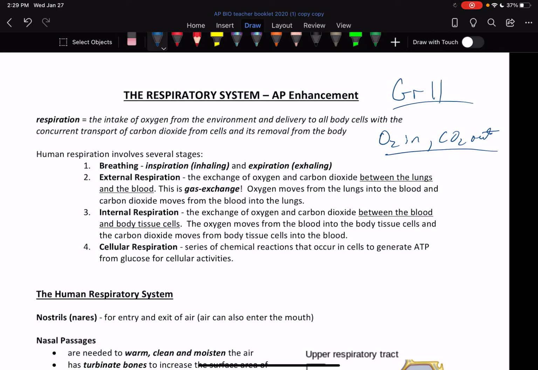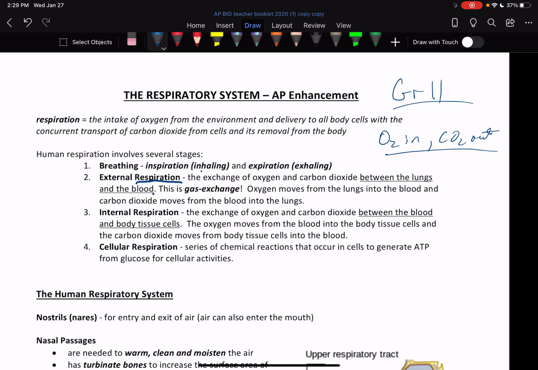So we've got several steps. We've got breathing, which is inhalation and exhalation, okay? That's our first, we got to get the air in and out, okay? We've got external respiration. That's the exchange of O2 and carbon dioxide between the lungs and the blood, okay? Oxygen, remember, is going to move from the lungs into the blood. The carbon dioxide is going to move the other way, okay? So we always want to be keeping track of which way our O2 is moving and which way our CO2 is moving.